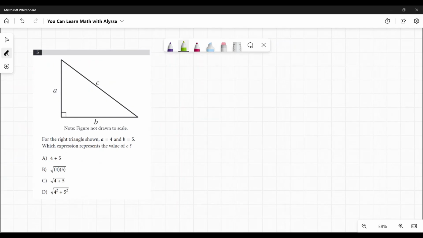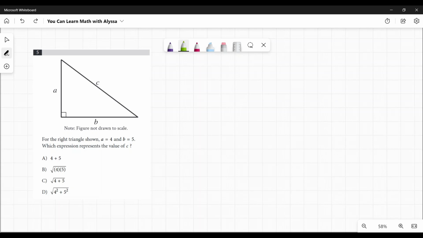Note, figure not drawn to scale. They do this to prevent you from trying to measure and guess and say, oh, let me see how long. If A is 4 and B is 5, because that's what they're telling us here, then how long does C look to be? So if it's not drawn to scale, don't trust anything you're seeing as far as being accurate measurements.